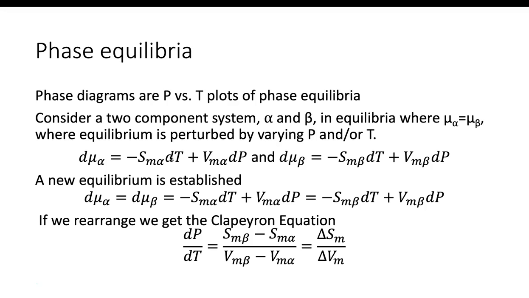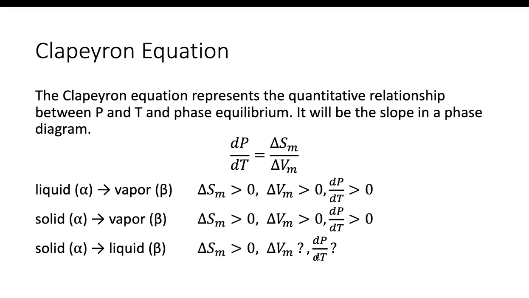The Clapeyron equation looks at how pressure changes with temperature. If you think about it, it's a pressure versus temperature plot. This gives you the slope. We have the difference in the molar entropies of the two phases and the difference in the molar volumes of the two phases, delta S and delta V. So let's look at how this would implement itself in actual phase changes. The Clapeyron equation gives us our slope in our phase diagram.